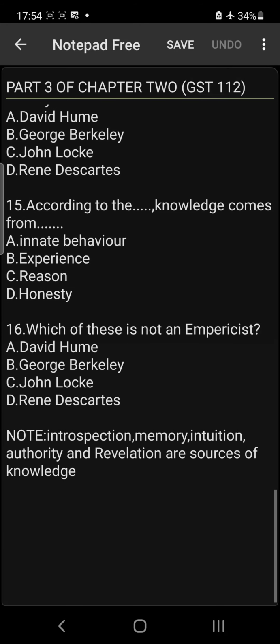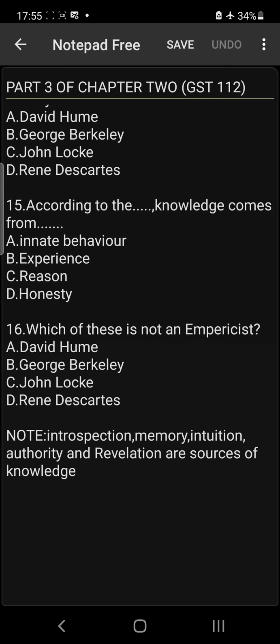Number 15, according to dash, knowledge comes from dash. Okay, this question is not well phrased. It would have been: according to the empiricists, knowledge comes from experience. Please, according to the empiricists, knowledge comes from experience. But according to the rationalists, knowledge comes from reason.